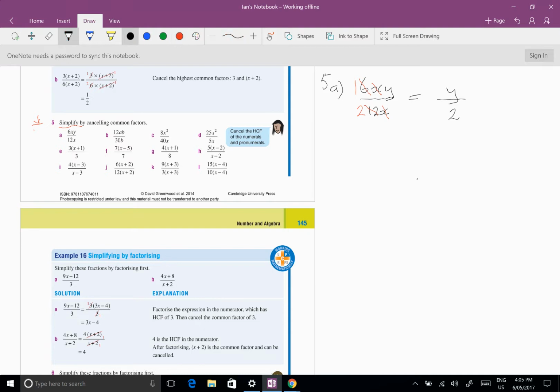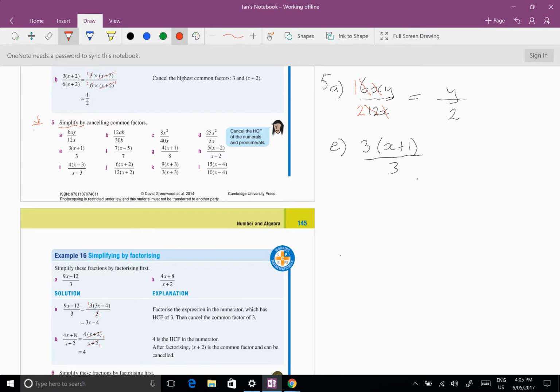Let's have a go at the next one down there. And I'm only doing the first column, E, and I'll have a go at one of the last ones. So here I've got 3. Now don't worry about the parentheses. That's just one big term. 3 times x plus 1 on 3.